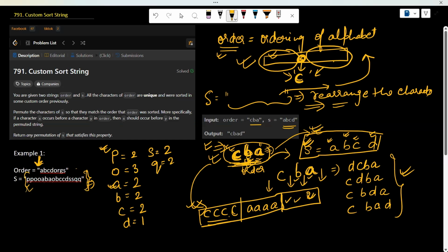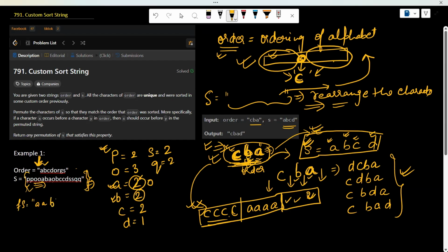Yes, A is present. And how many times is it appearing? Two times. So in the final string, we can write 2A. Now we can reduce it to 0 since we have written A in the final string. Now next is B. So we will see whether B is present in this string or not. Yes, it is present. How many times? Two times.